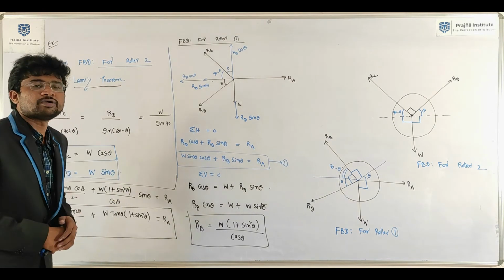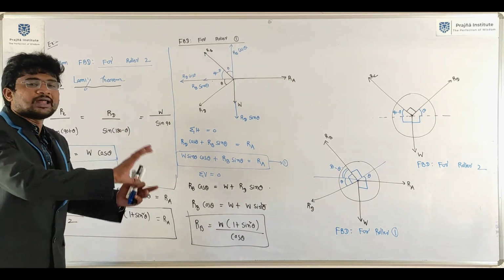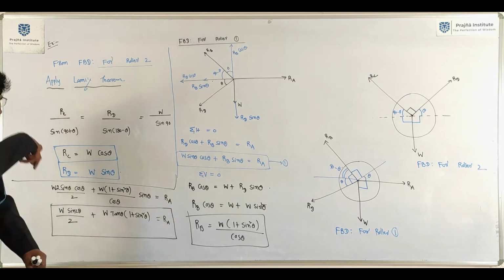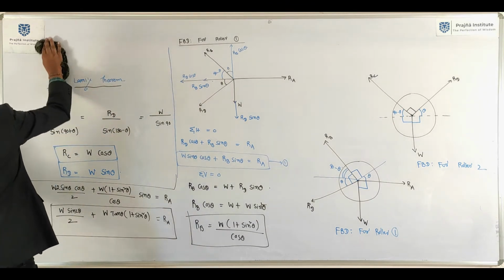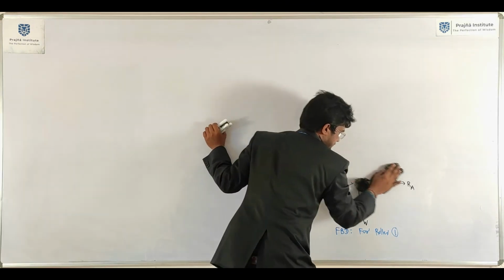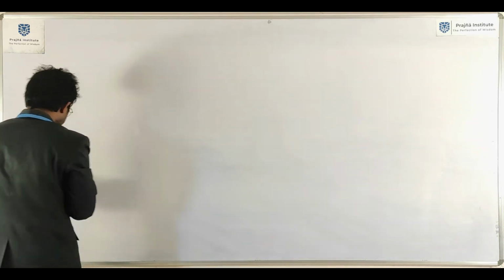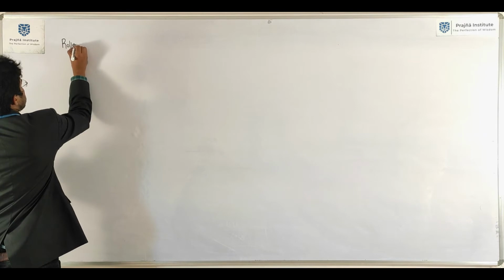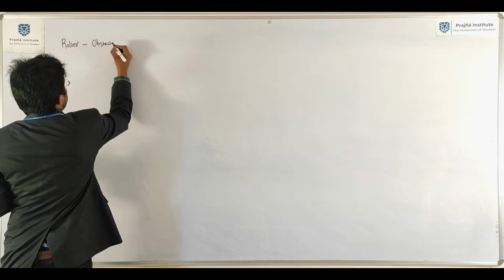Example 2. Now we can solve one problem based on a single roller and obstacle problem. Roller obstacle problem. That question was given in the civil service examination. Is it okay? Now put the heading: roller obstacle problem.